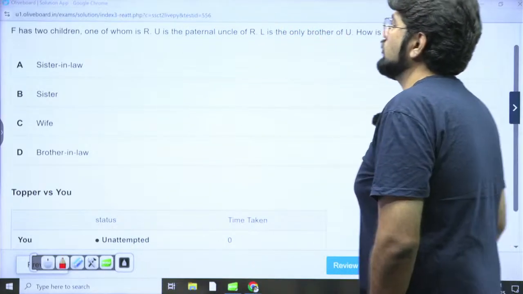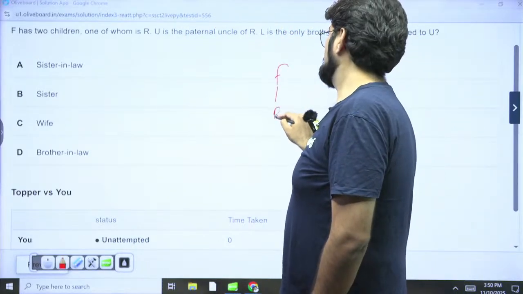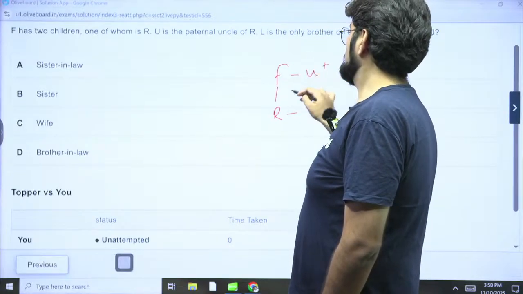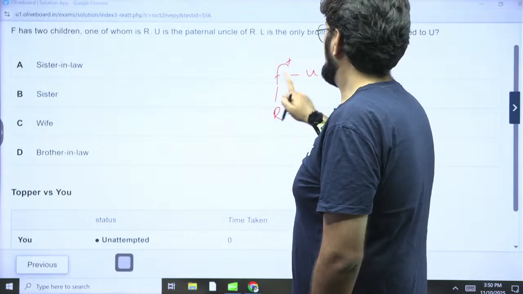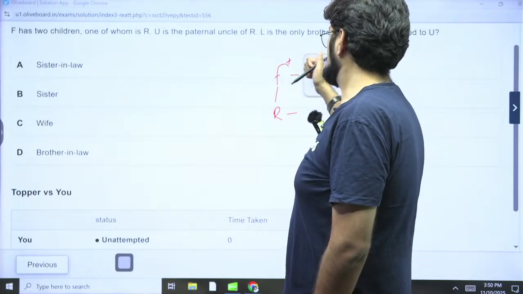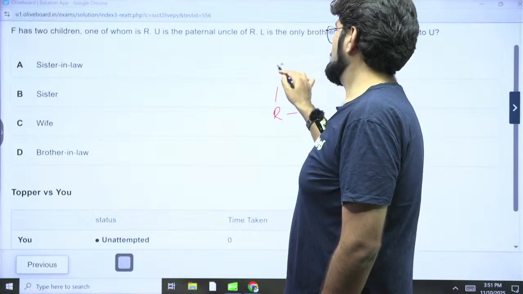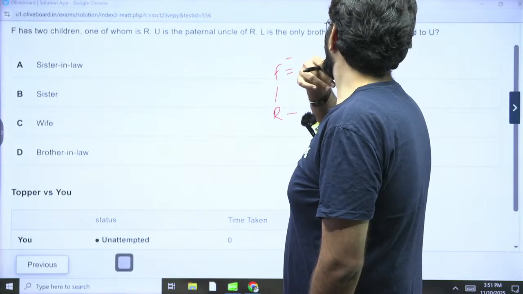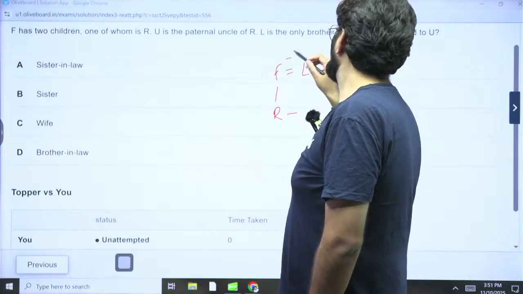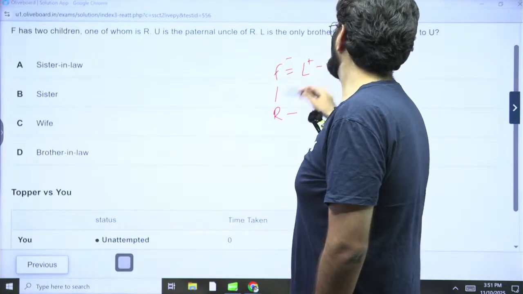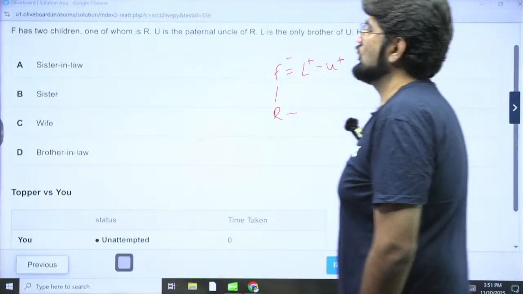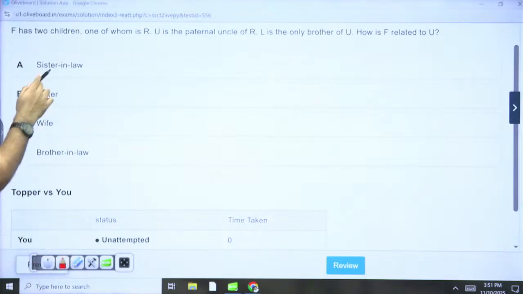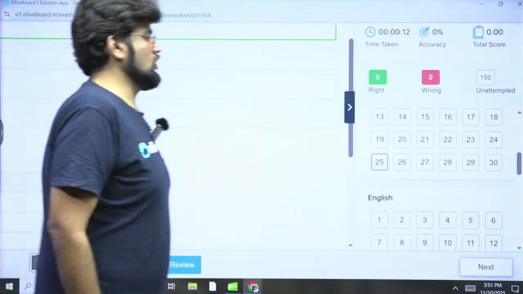F has 2 children, one of whom is R. U is the paternal uncle of R. Considering F to be the father. Wait. L is the only brother of U. Okay. Sorry. My bad. So now we know F is the mother of R. How is F related to U? F is the sister-in-law of U. Correct? Good question. 44 seconds. Decent. Not bad. Next.